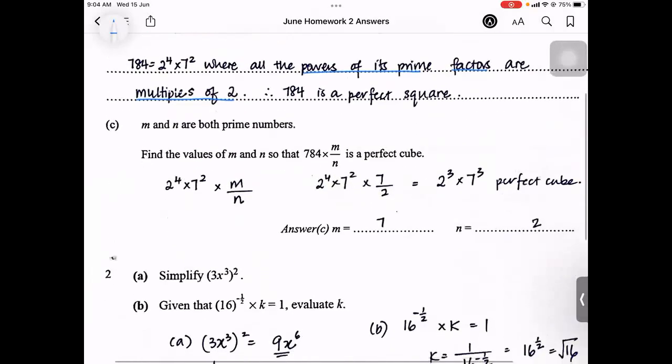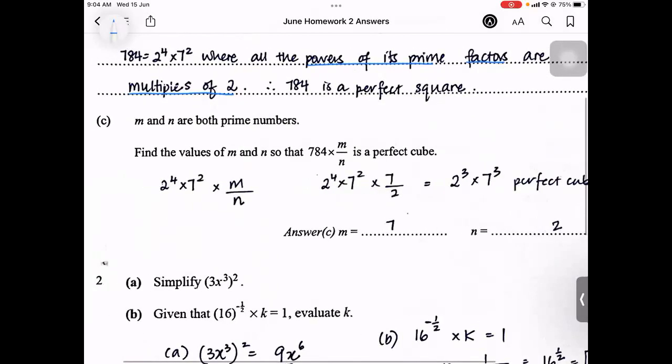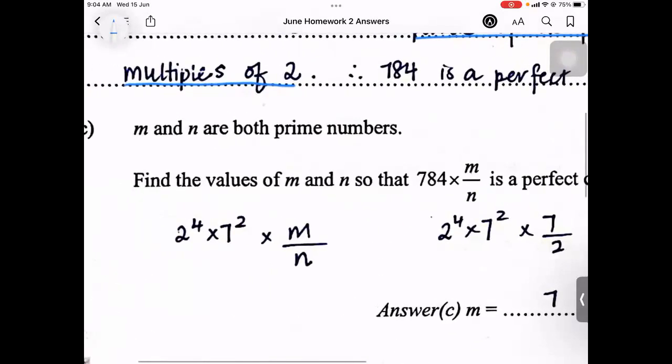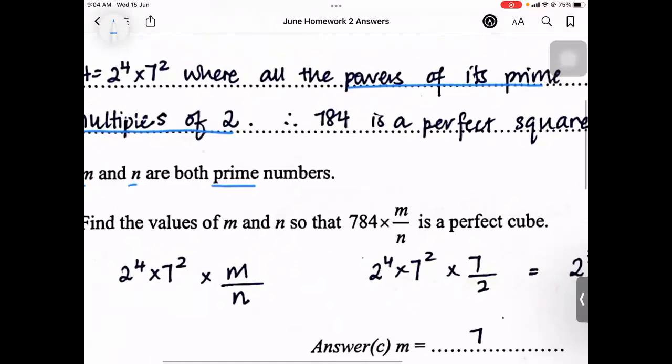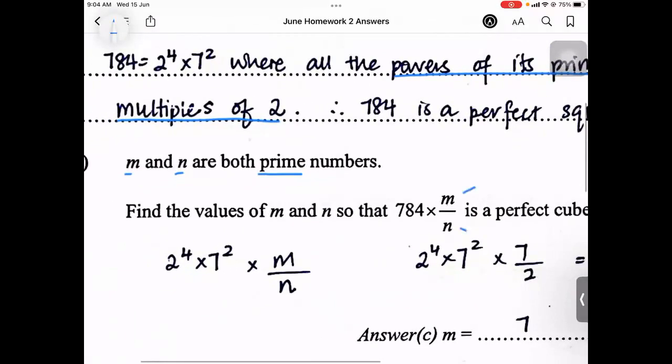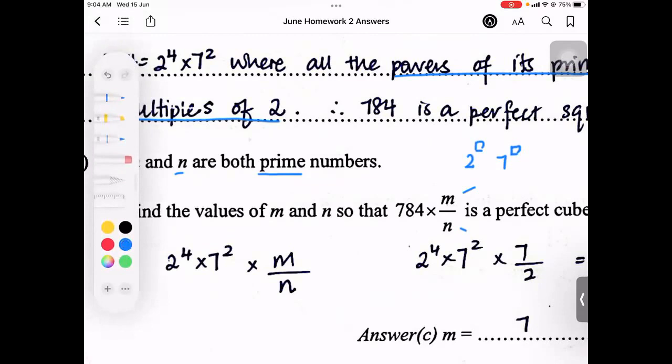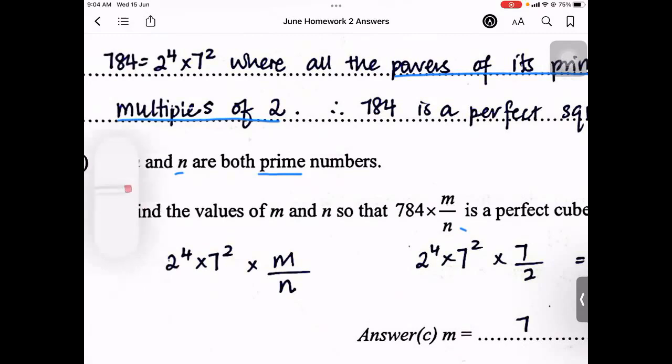Okay, next question. Now this one over here, there is one key sentence: M and N are both prime numbers. That means this number M and N cannot be 2 to the power of something or 7 to the power of something or any other number that has a power. It also cannot be any other number that is not a prime number. Okay, so in that case, we have to look at the powers of 784 itself.